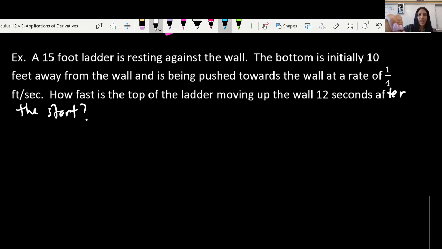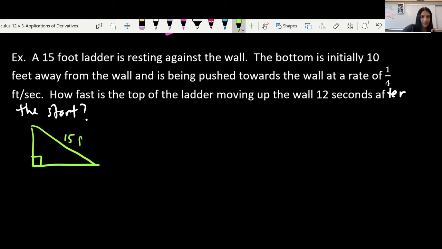Okay, you don't have to do this, but I feel like it's often helpful to draw a diagram so we can see what is happening, make sense of the information, and organize and figure things out here. So we know the ladder is 15 feet. This is the ladder here, so I'm going to say that's 15 feet. It's resting against the wall, so this would be my wall here. The bottom is initially 10 feet away from the wall. So there's the bottom of the ladder, and if it's 10 feet away, then that's my 10 feet, at the start anyways.